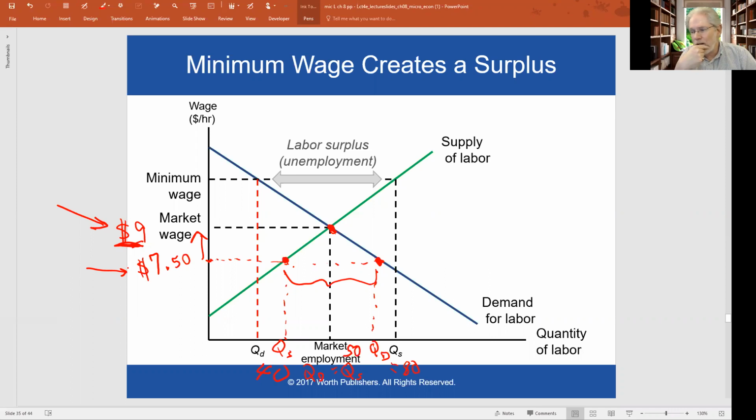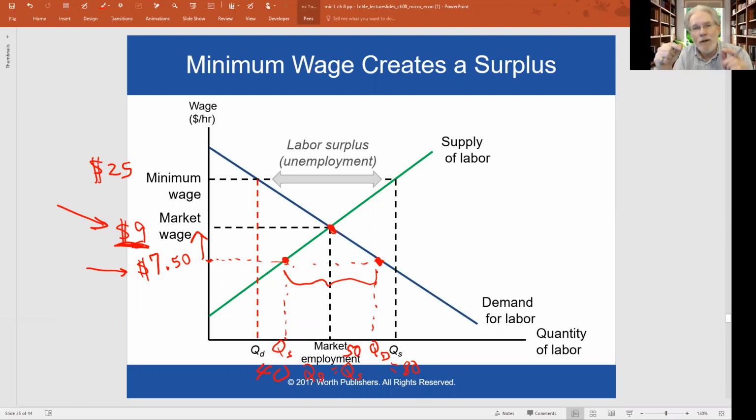Genoa in Europe has just passed a law that, of course, they don't use dollars, but if you convert it into dollars, the minimum wage they're imposing is going to be $25 an hour. Okay? That is going to be an effective minimum wage, because I feel confident that's going to be above the market wage. So let's just assume that in Genoa, the market wage right now is $9 an hour. They impose a $25 an hour minimum wage.